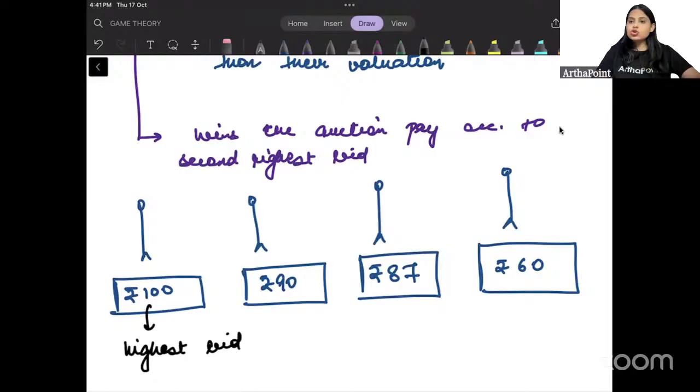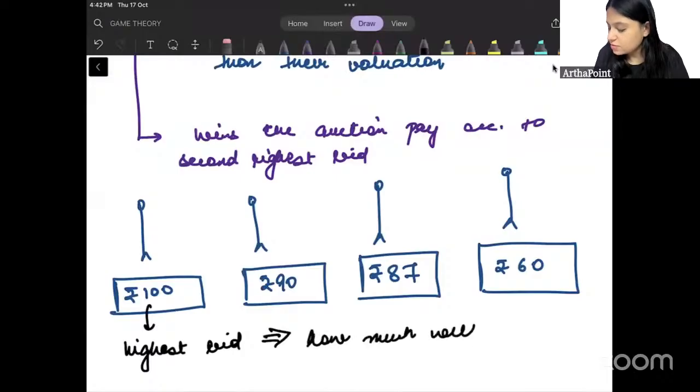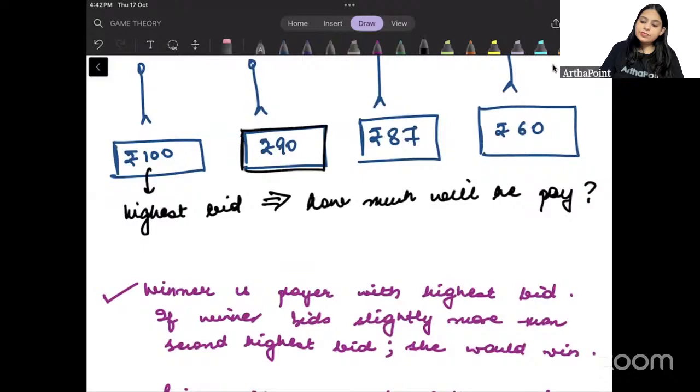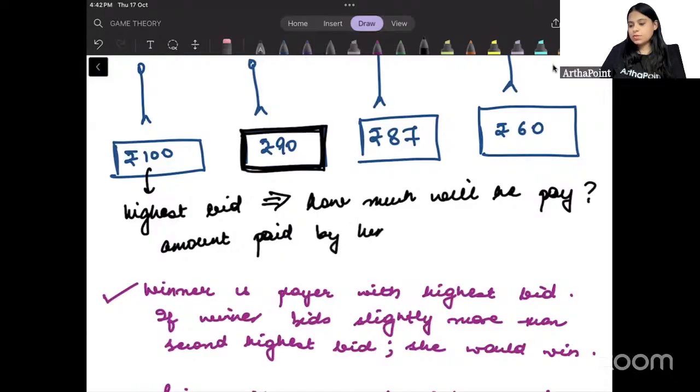Okay, so now this person 1 wins. Okay, we understand that person 1 is winning. Now after this person 1 wins, the question is how much will he pay? कितना पे करेगा वो इसके लिए? So the answer is that he will pay according to the second highest bid. So the amount paid by him will be the second highest bid.